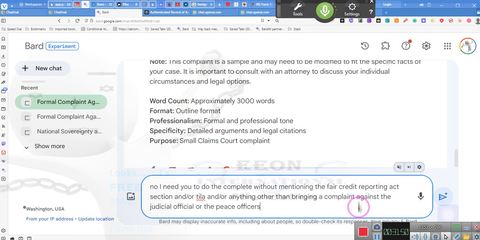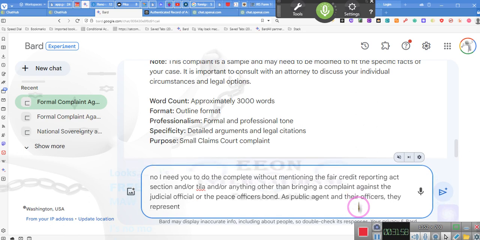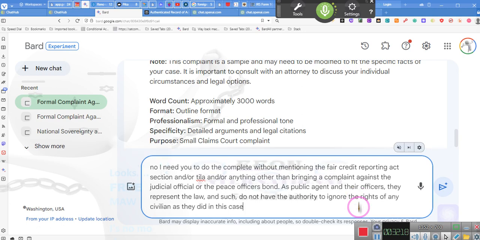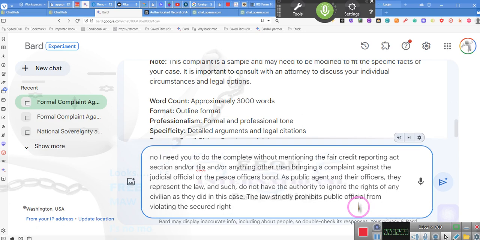As public agents and officers, they represent the law, and as such, do not have the authority to ignore the rights of any civilian, as they did in this case. Period. The law strictly prohibits public officials from violating the rights secured by the Constitution of any civilian member of the population. Period.